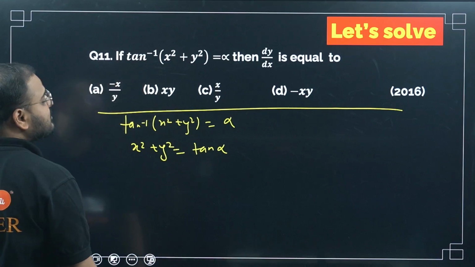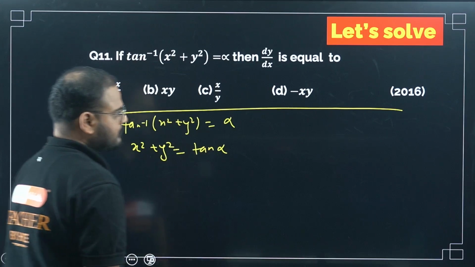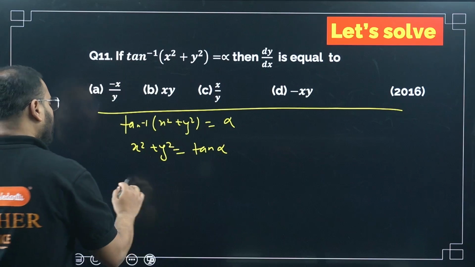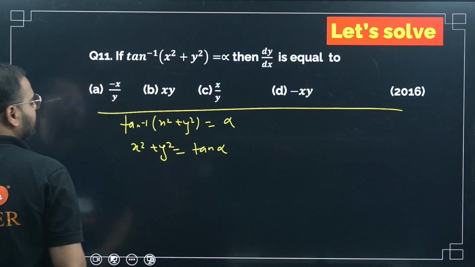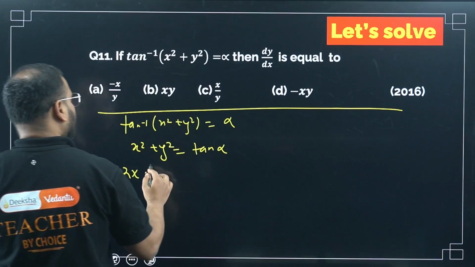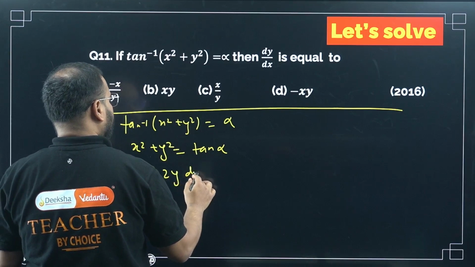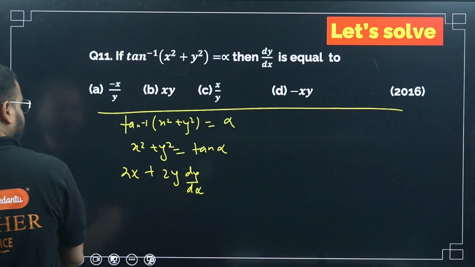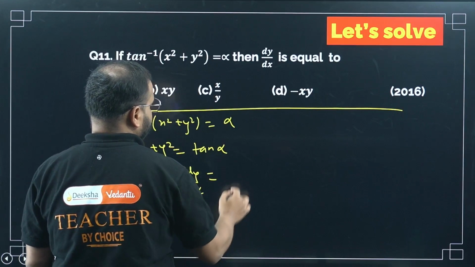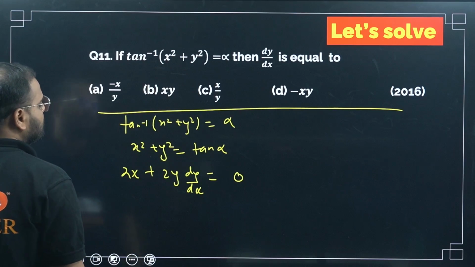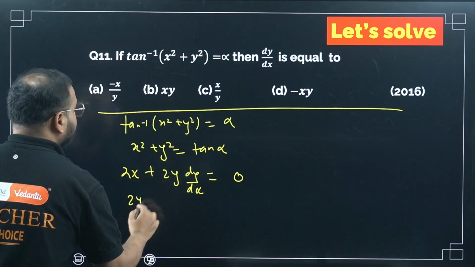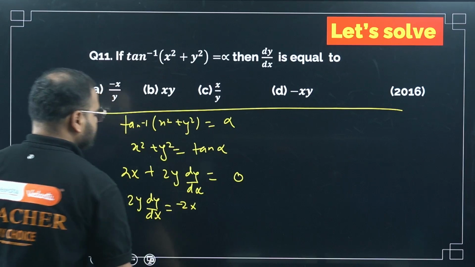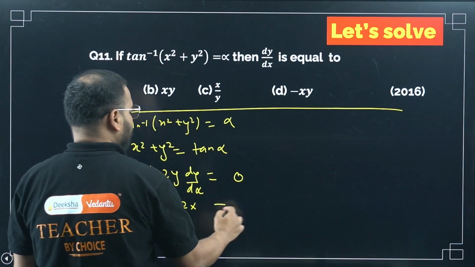What is the variable here? Is alpha a variable here? No. Alpha is not a variable, it's a constant. So if I differentiate, it will become 0. That's why we did that. Now let's take differentiation of this. It will become 2x plus 2y dy by dx equals 0. Bring it over there. I'll get 2y dy by dx equals minus 2x. So now what is my dy by dx value from here only? Please check.